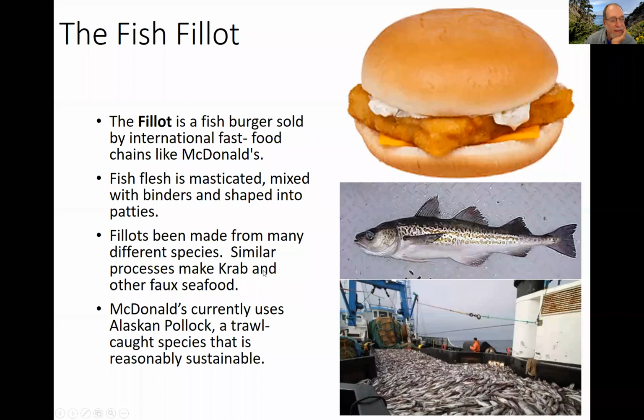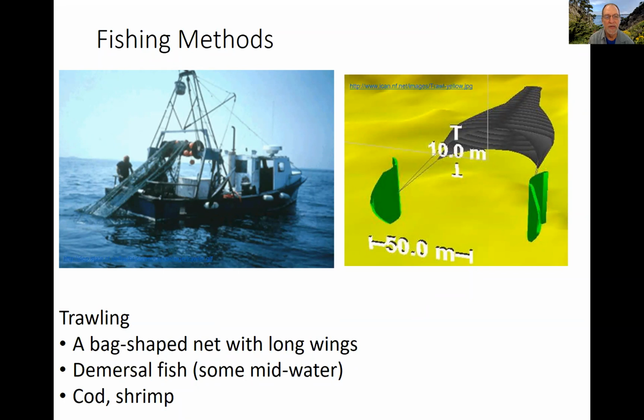Okay, well, in the time remaining, I'm going to just quickly go through several different methods of fishing. So how do we catch these fish? The first thing I want to talk about is something called trawling. And I referred to trawling at a couple of different points. The brown shrimp in the Gulf of Mexico are caught by trawling. Trawling uses a net that is essentially a large bag that's pulled across the bottom.